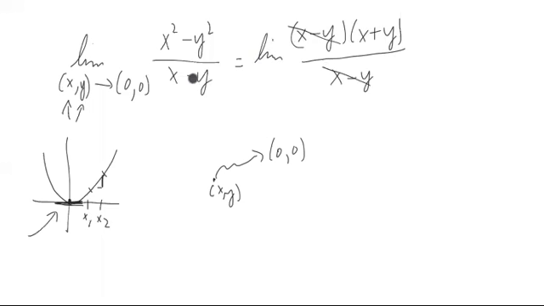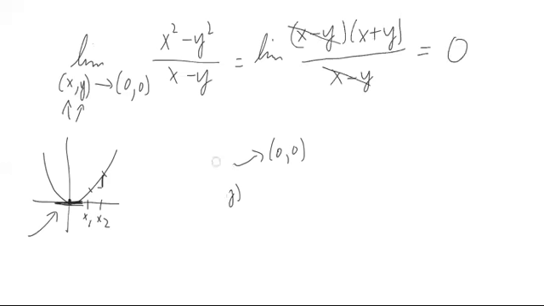Notice before we couldn't just plug in because this would be undefined if we plugged in. So in the limit process, we can do the same thing as we did before with limits: factor, do some algebra, do some cancellations, then plug in. And we end up getting 0 plus 0 at this point, which is 0, just as expected.